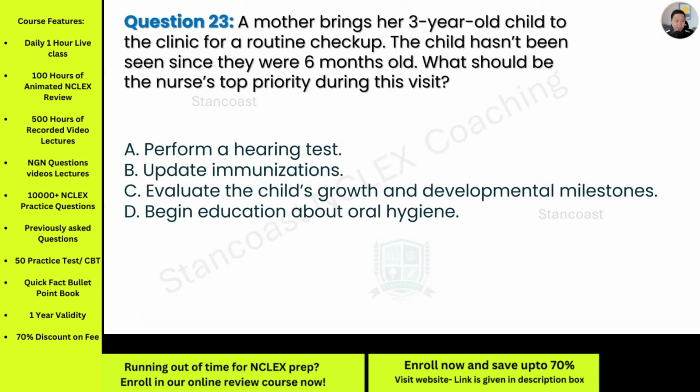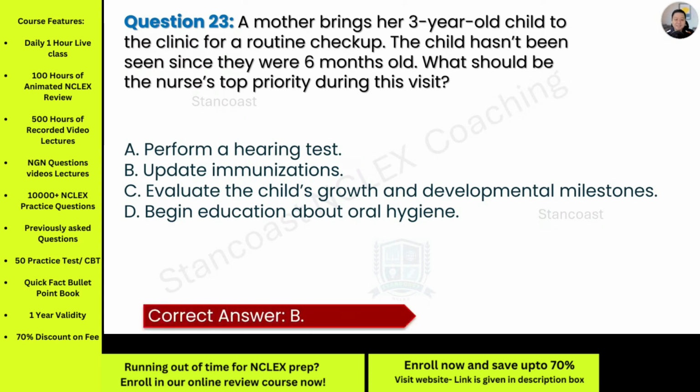Number 23. A mother brings her 3-year-old child to the clinic for a routine checkup. The child hasn't been seen since they were 6 months old. What should be the nurse's top priority during this visit? A. Perform a hearing test. B. Update immunizations. C. Evaluate the child's growth and developmental milestones. And D. Begin education about oral hygiene.